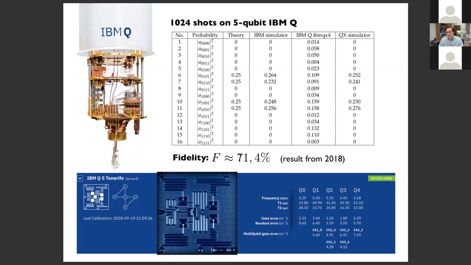It was around 71%. So the fidelity of the state, the quality of the state, was very low, which was because of the still very high errors in the quantum computers at that time. So that was not very promising, because even with a very simple state we had very poor quality of the state, and even for a single node. So thinking about more nodes would have made no sense at that time.